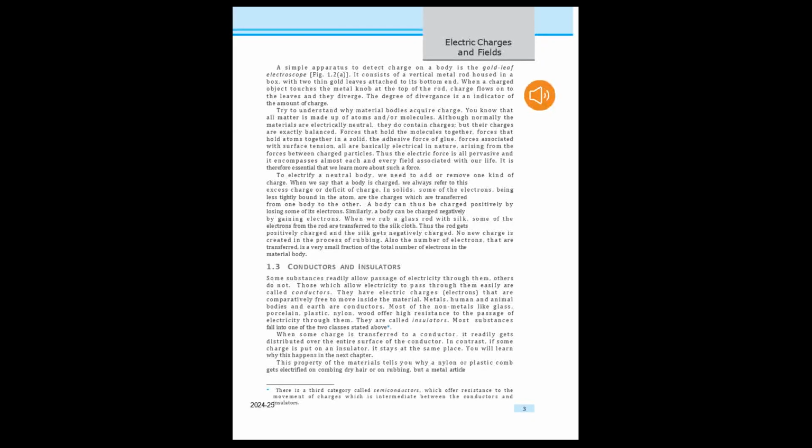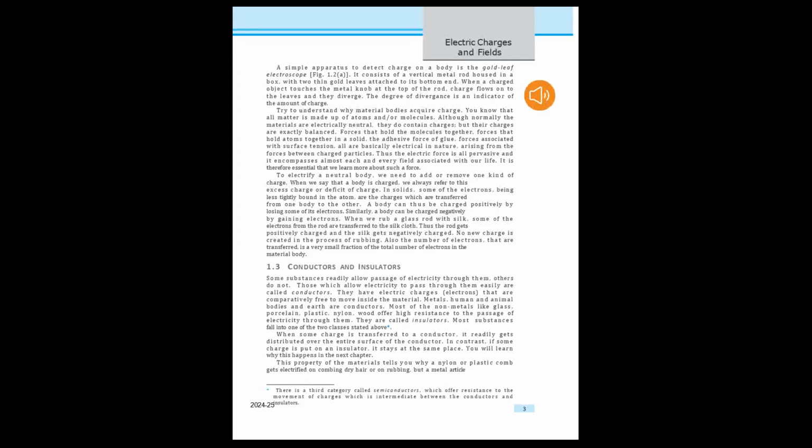When we rub a glass rod with silk, some of the electrons from the rod are transferred to the silk cloth. Thus, the rod gets positively charged and the silk gets negatively charged. No new charge is created in the process of rubbing. Also, the number of electrons that are transferred is a very small fraction of the total number of electrons in the material body.